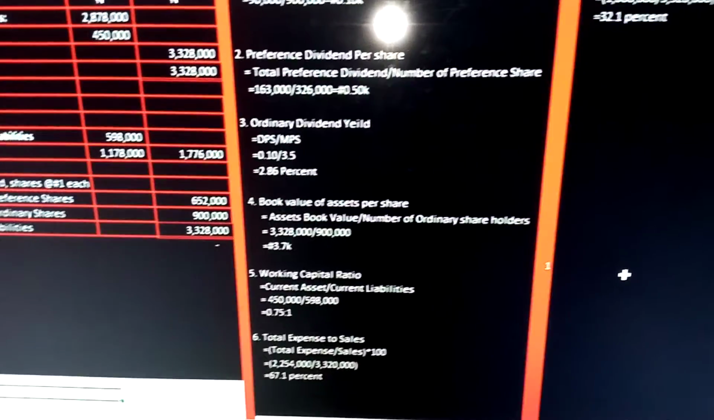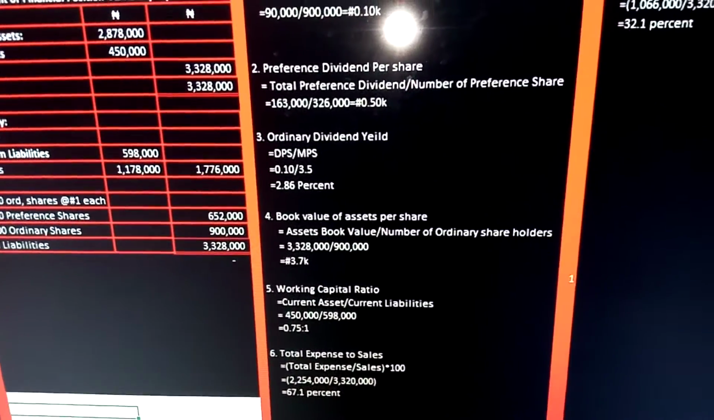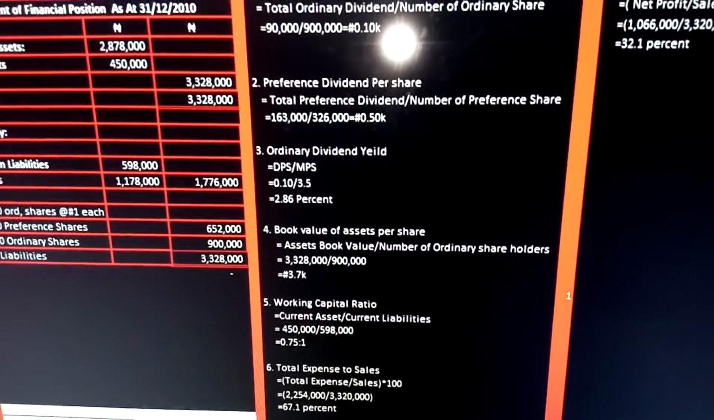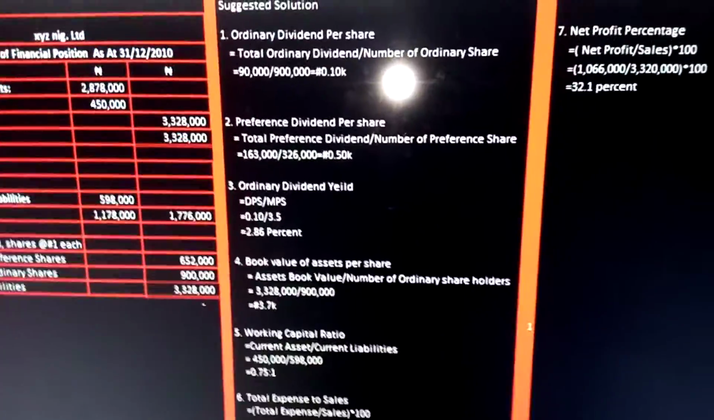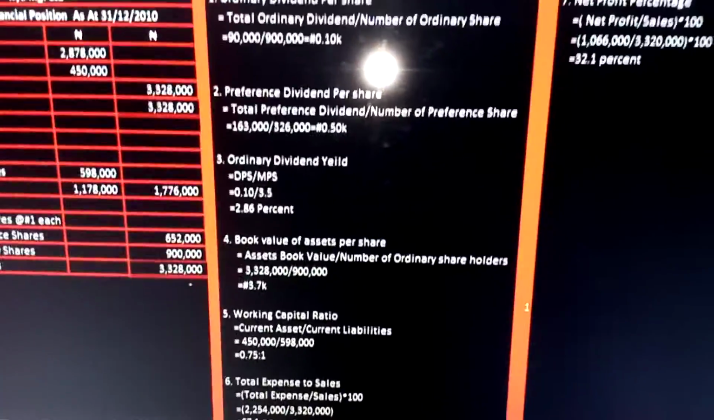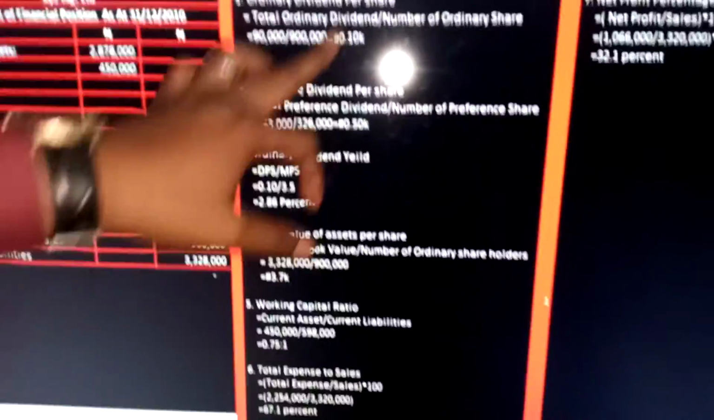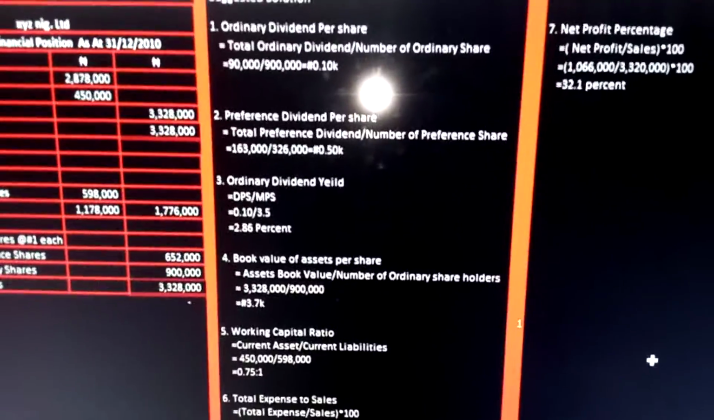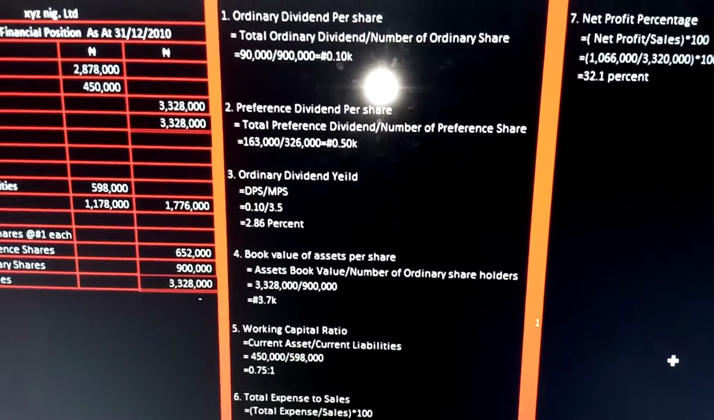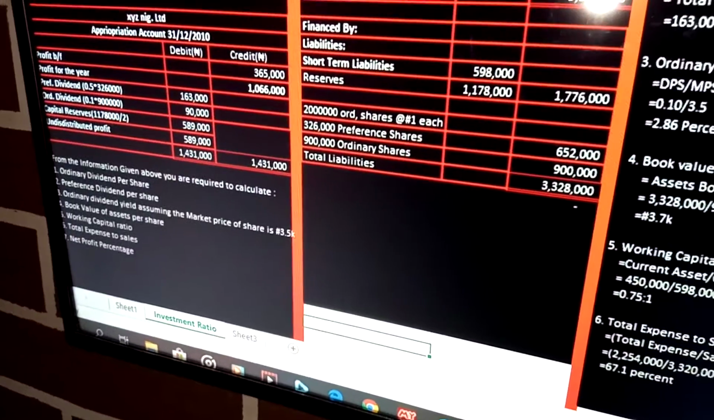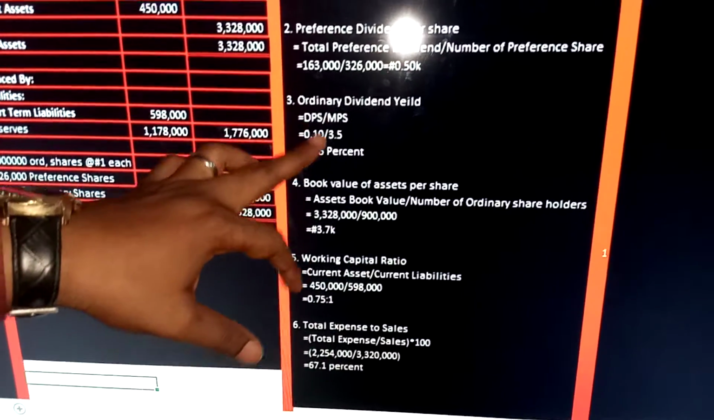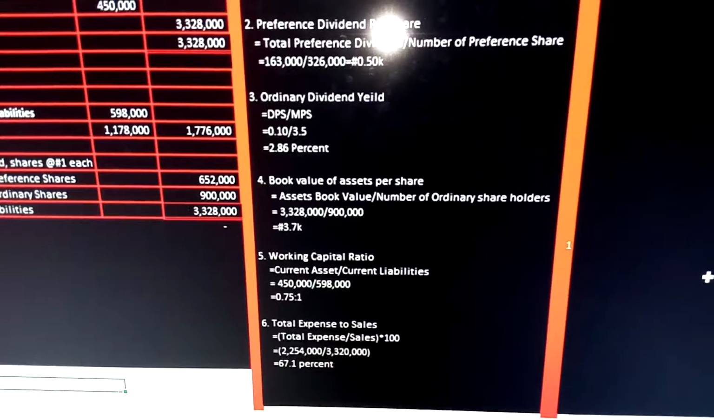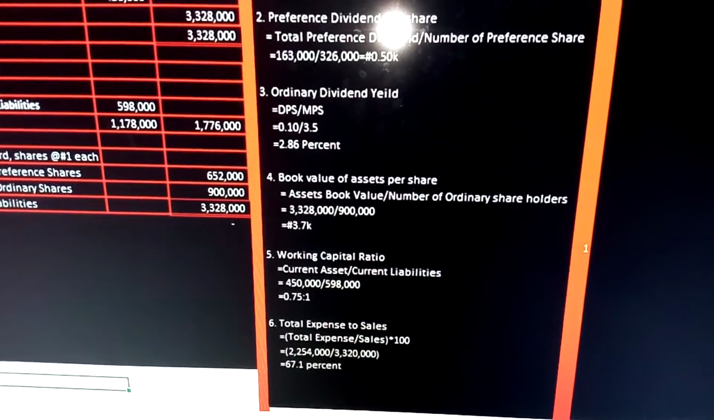So ordinary dividend yield. Okay, they said dividend yield, assume that the market price of the share is 3 naira 50 kobo. So if the market price of the share is 3 naira 50 kobo, what's the dividend yield? Okay, so that will be dividend per share divided by what? Market price of the share. So what's the dividend per share? 10 kobo. Look at it here. What is the market price per share based on the question? 3 naira 50 kobo. Okay, so now you have 10 kobo divided by 3.5. That will be 2.86%.